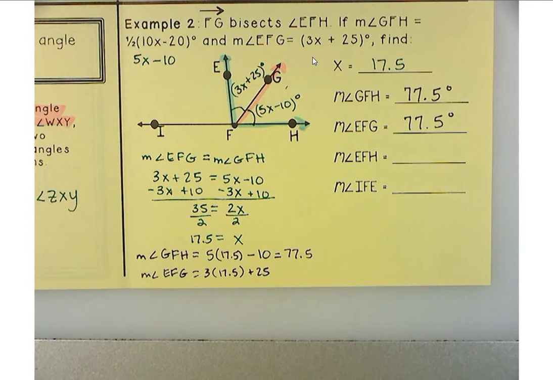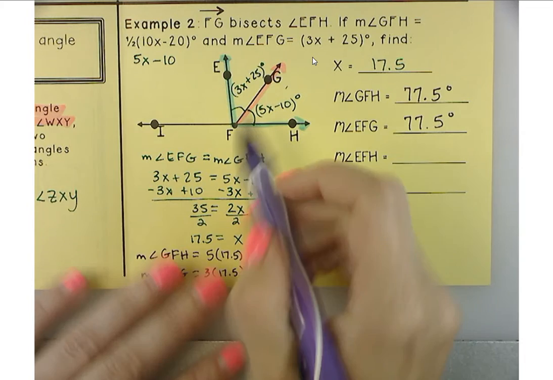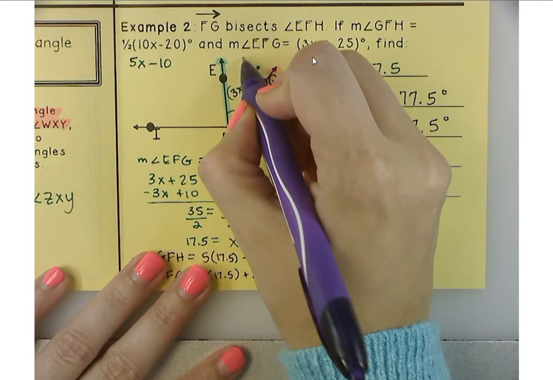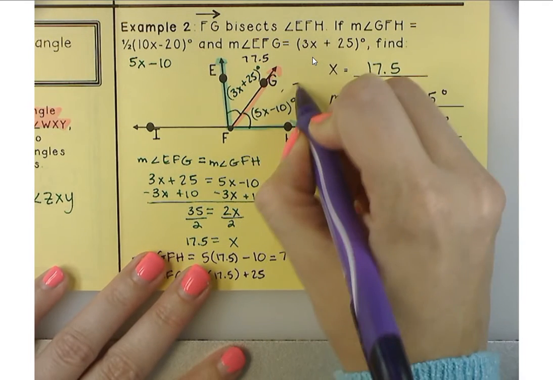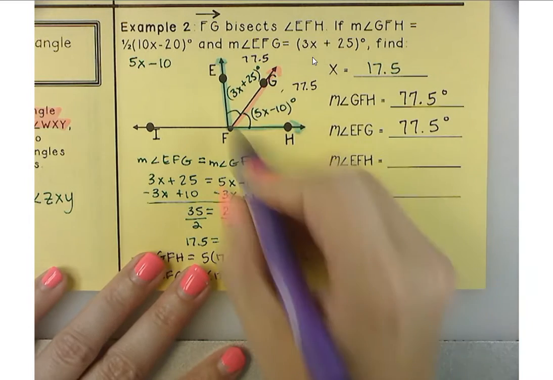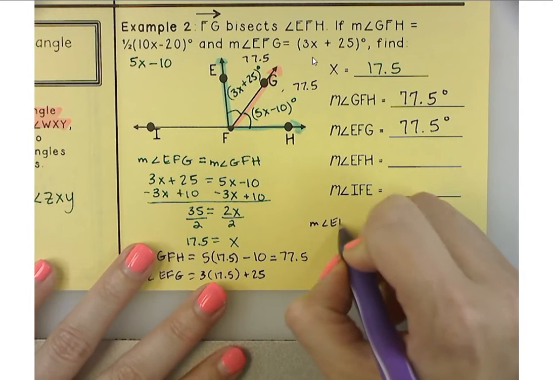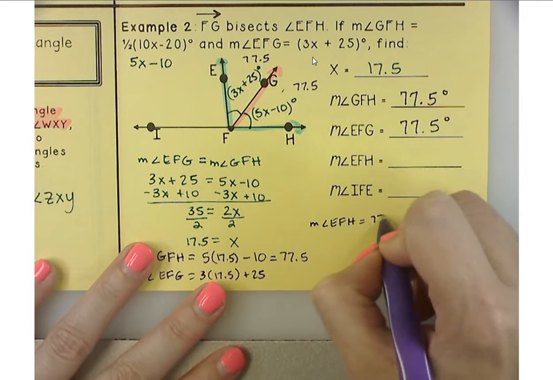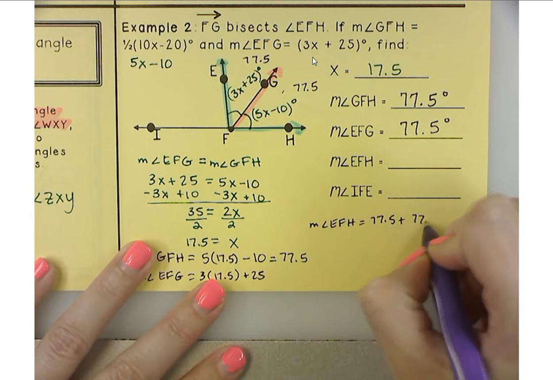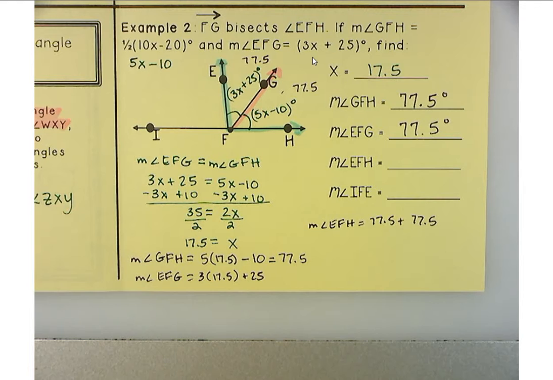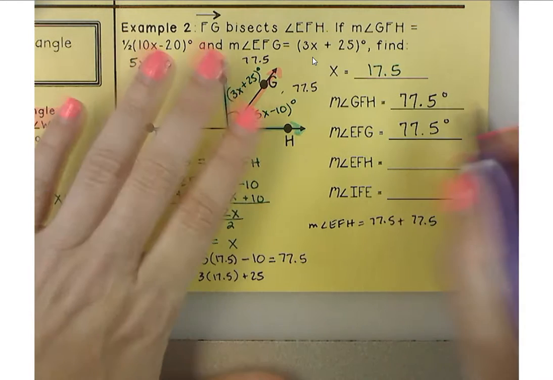Now we're going to find the measure of EFH. Well, if this angle is 77.5 and this angle is 77.5, I can use the angle addition postulate because the measure of EFH is just going to be 77.5 plus itself, or you could just multiply by 2 and you would get what? Good, 155.